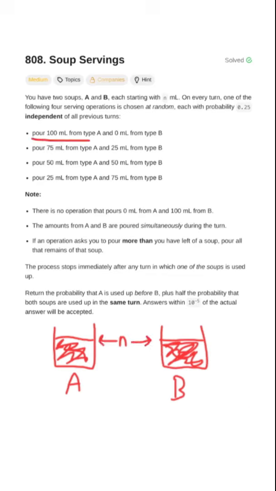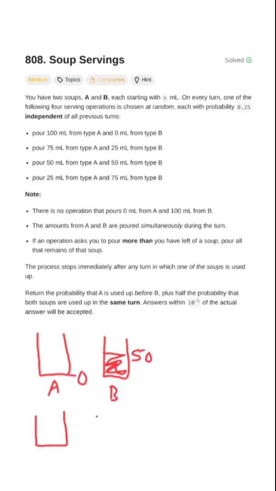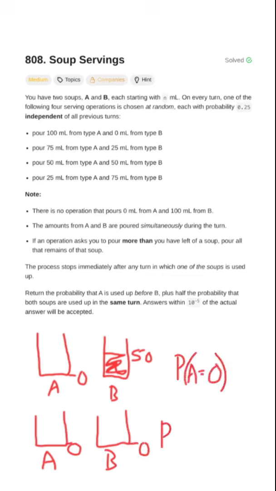So either we'll pour 100 milliliters from A and 0 from B, 75 from A and 25 from B, 50 from each, or 25 from A and 75 from B. We stop whenever one or both of the soups runs out, and we want to return the probability that soup A runs out before soup B, plus half the probability that they both run out at the same time.